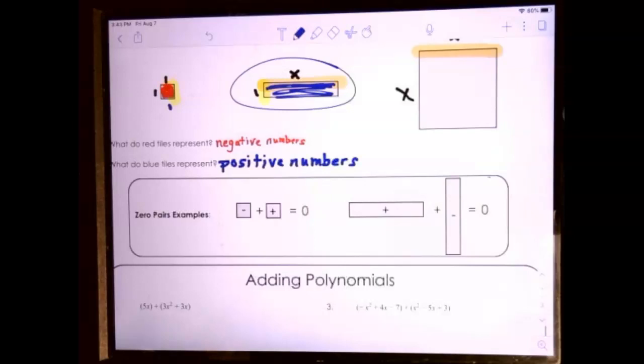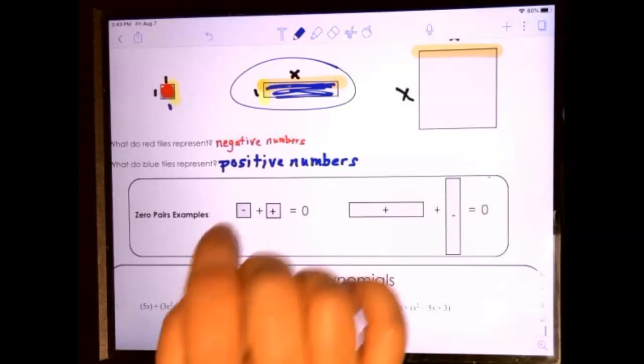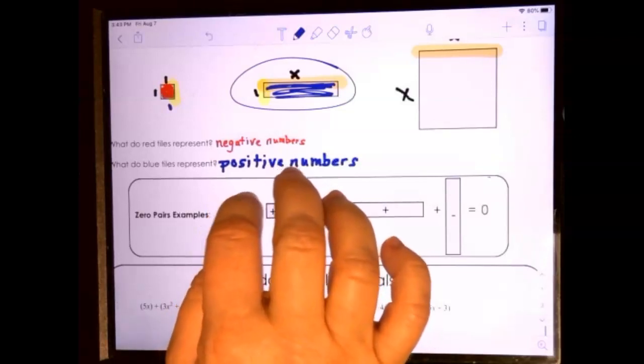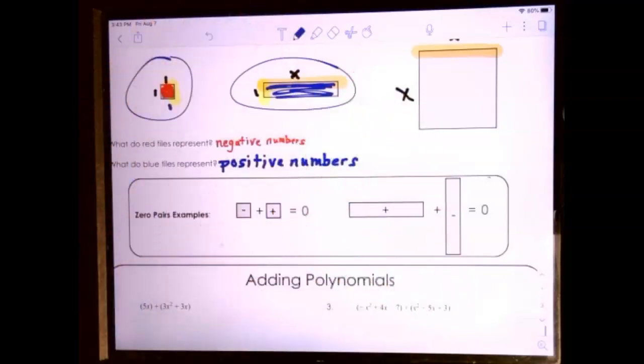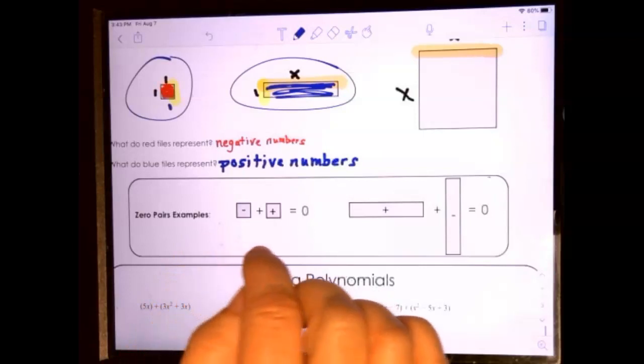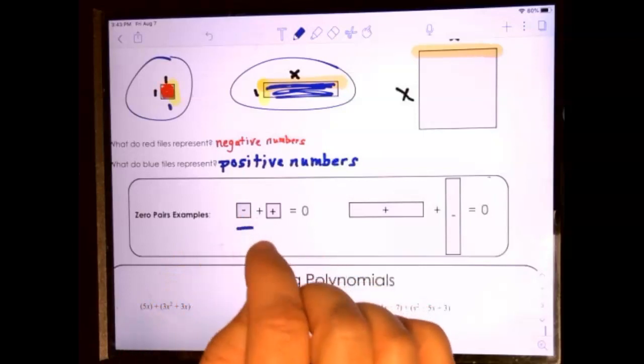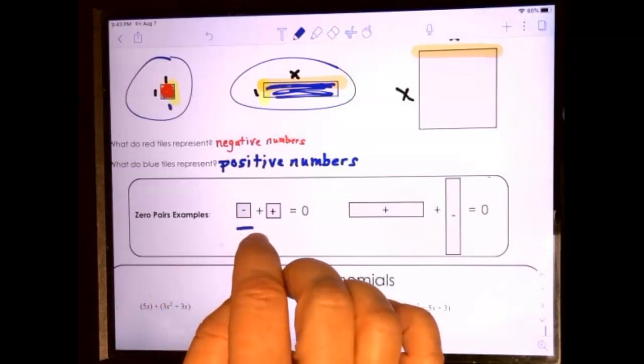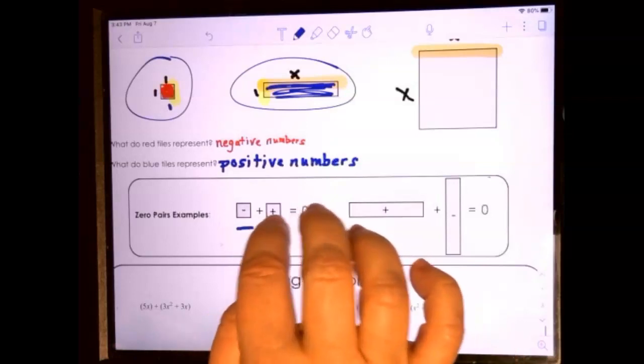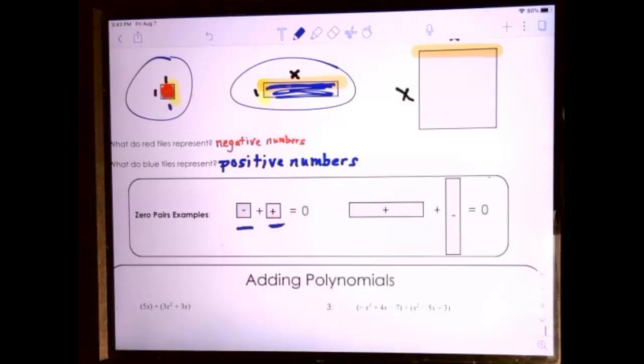So, zero pair examples. A zero pair is something that adds together to make 0. So if I have a negative, and we said this represents a 1 by 1, well, 1 times 1 is still 1. So a negative here represents negative 1. The positive represents positive 1. So if I add negative 1 to positive 1, I get 0.